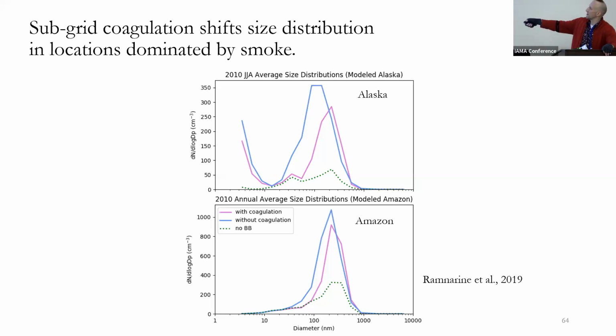And then in the Amazon, we see a similar amount of impact from biomass burning, but there's actually less of an effect due to subgrid coagulation. And that's because the fires in Alaska tend to be huge and they don't dilute very quickly and they maintain high concentrations. And so they get a big shift, where Amazon fires tend to be smaller. And so they're at lower concentrations, so there's less subgrid coagulation.